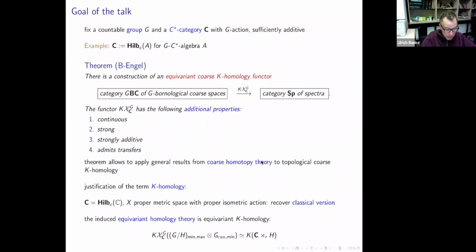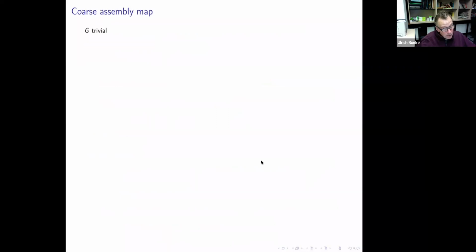So I will come back later to this part. But now let me explain two results from general coarse homotopy theory, and how they specialize to coarse K-theory. So the first is about the coarse assembly map. So here G is a trivial group. So this is in the non-equivariant case.